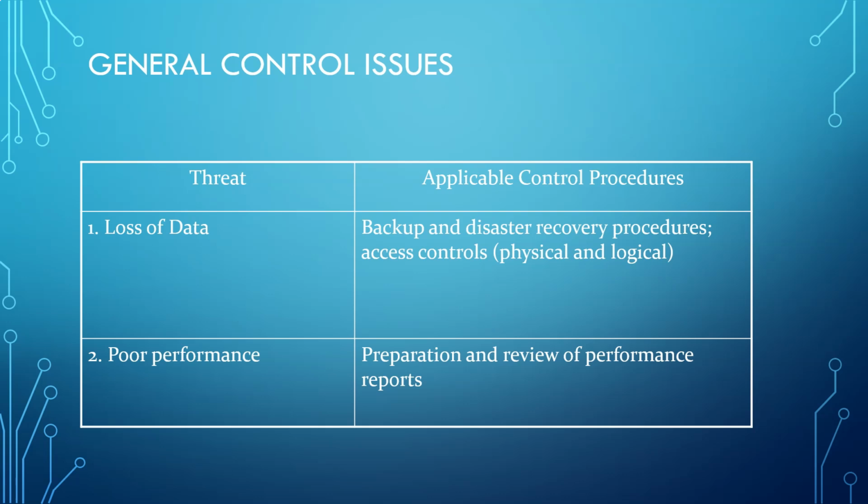There are other concerns or threats that affect the company, such as the loss of data, and this is the main concern, which can be controlled by having backup and disaster recovery procedures, and by having access controls, both physical and logical, using usernames and passwords, to ensure that only authorized personnel can get to the data. Also, the company needs to pay attention to the performance of their operations, which can be controlled by performance evaluation reports.